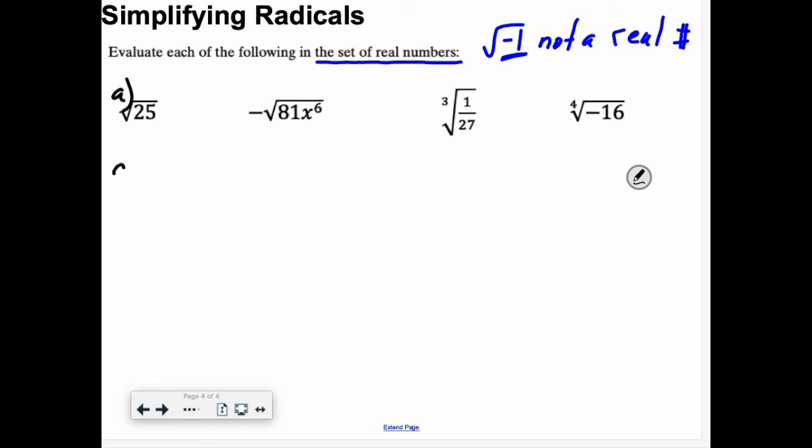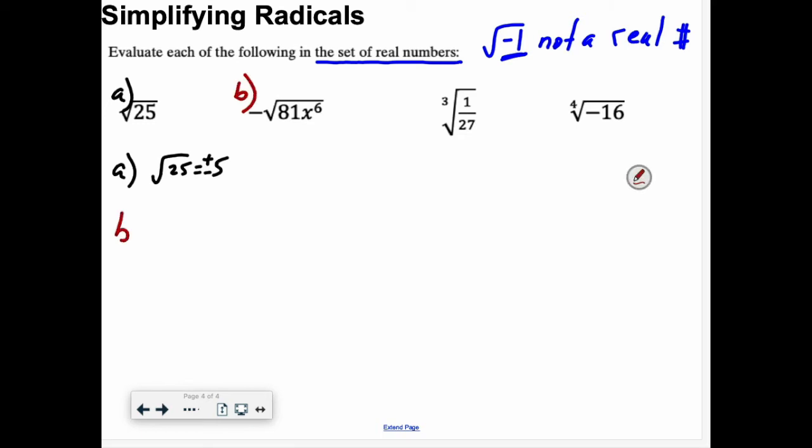This will be A. Well, what's the square root of 25? Well, the square root of 25 is just equal to positive or -5. That's it. There are two solutions. It doesn't matter that one is negative and one is positive. They're both real numbers. Let's talk about B.